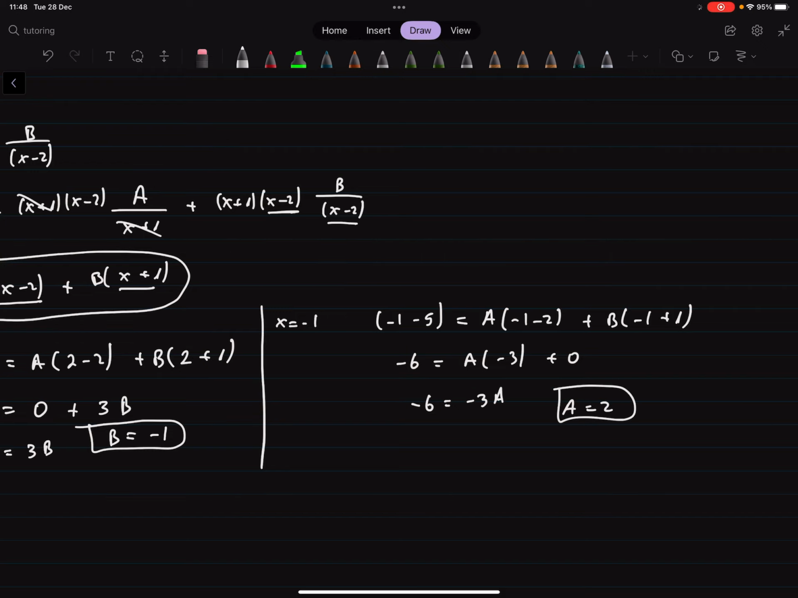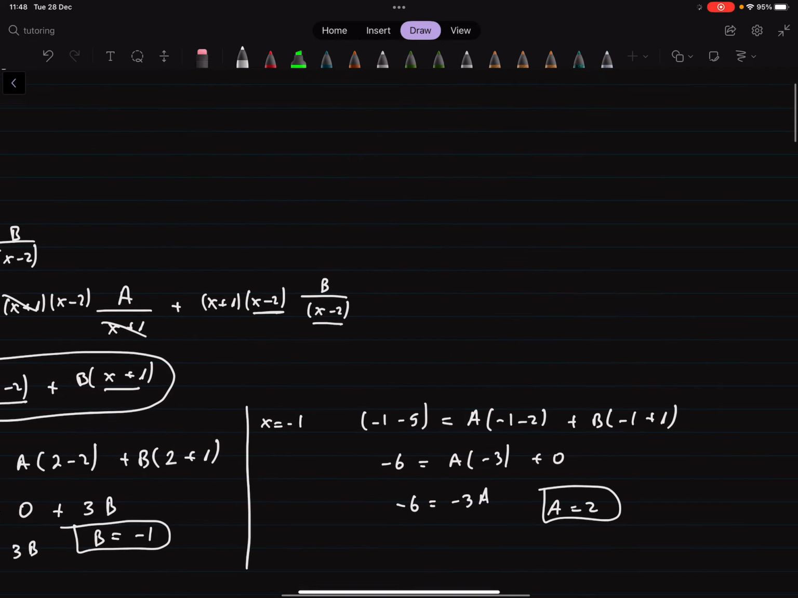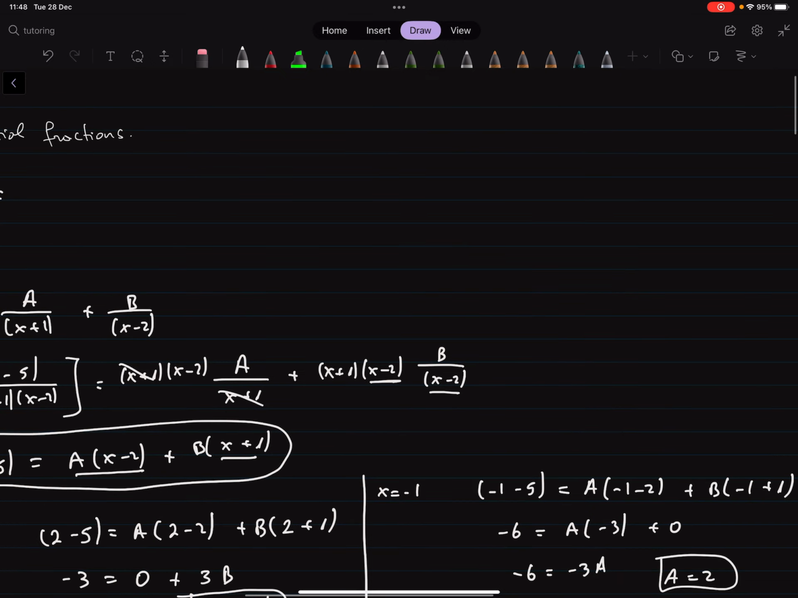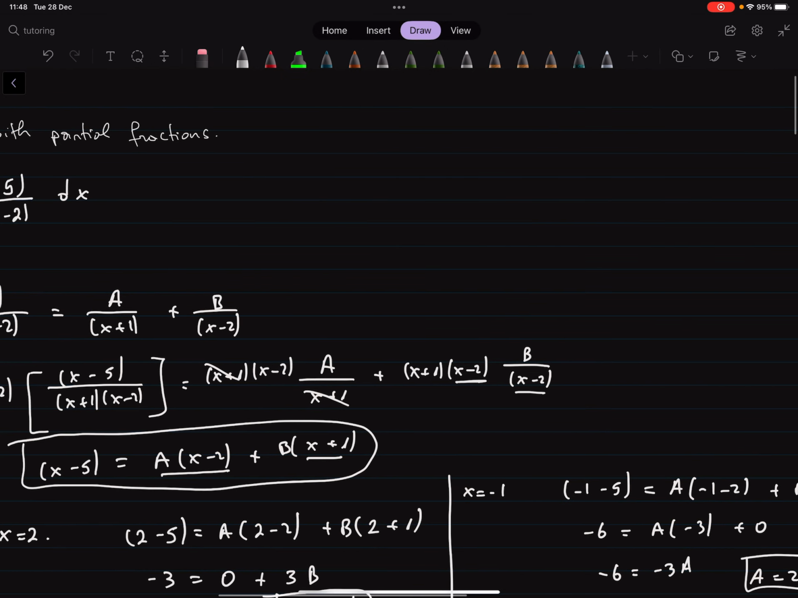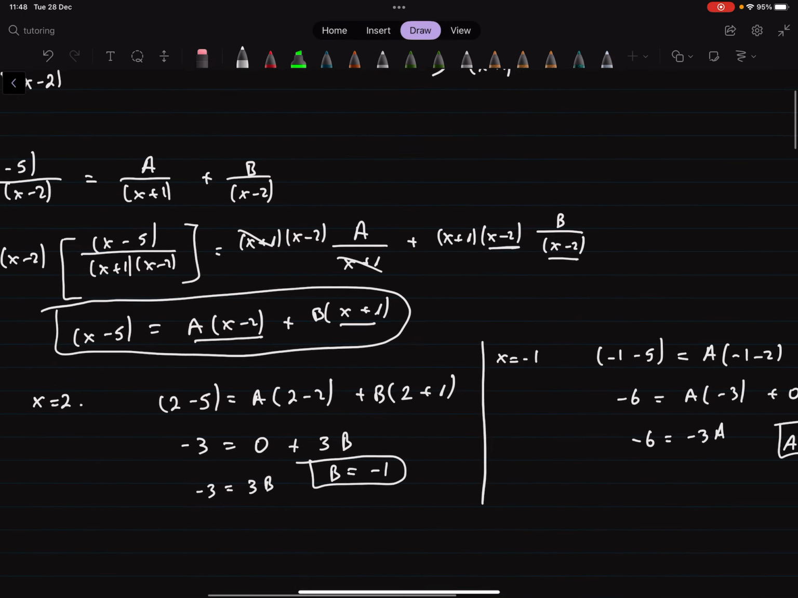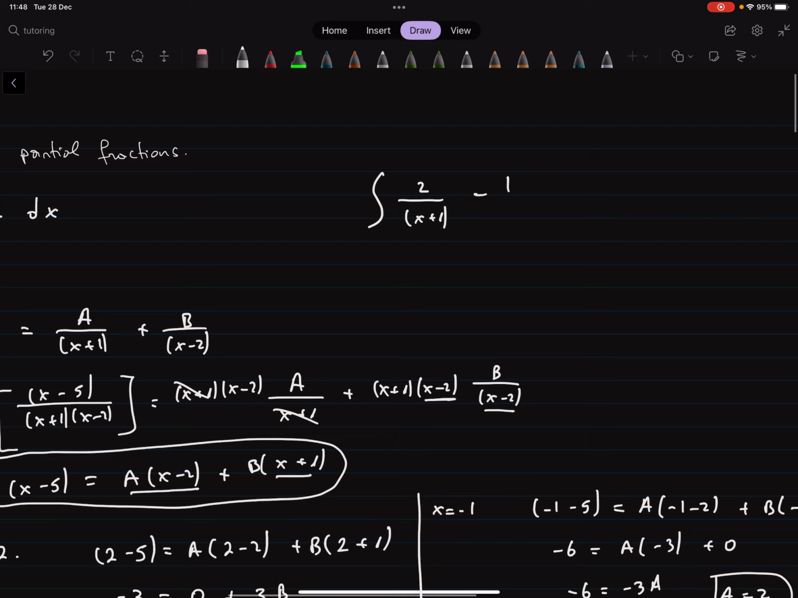So now we have found what a and b are, and the next step is to integrate. So we go back to the question, and now we're going to have the integration of, having found a, 2 over x plus 1, and then we have b, I think it was minus 1, so minus 1 over x minus 2 dx.